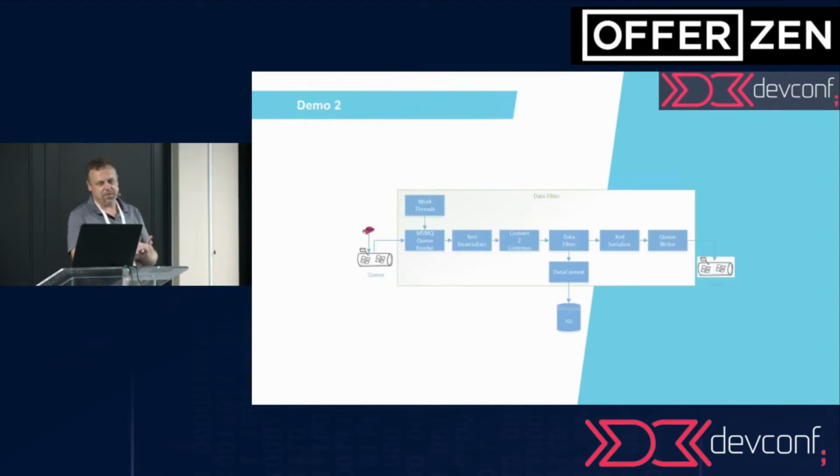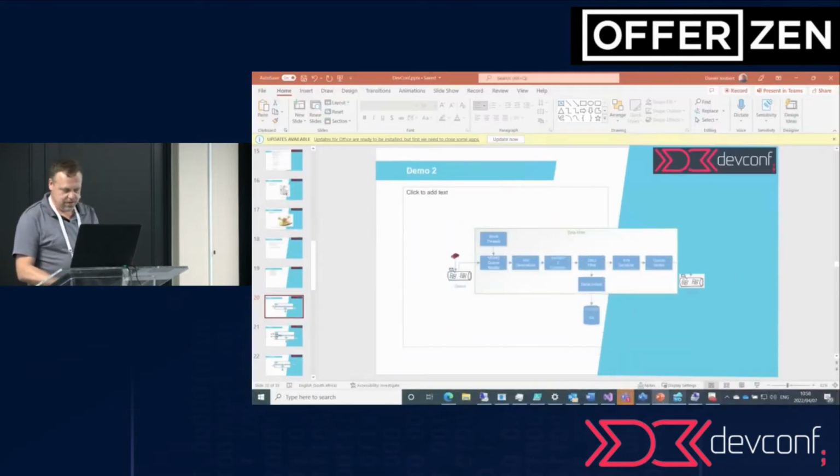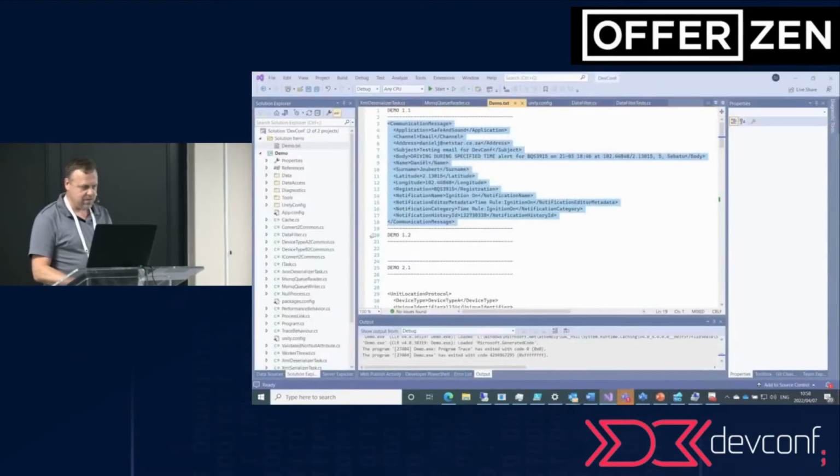So in my first demo here, I took that service and took the different parts of it, and I broke it into smaller pieces. First, the threading, then reading from a queue, deserialization, doing the conversion to common, having my data filter, and then pushing it into a queue with some data context. So I'm just going to show you some of my code here.